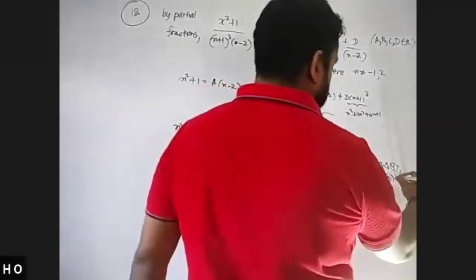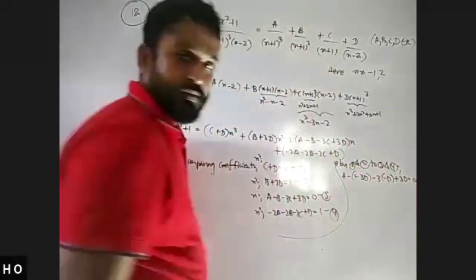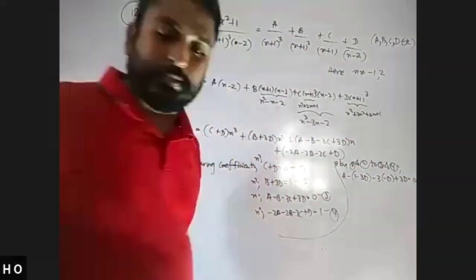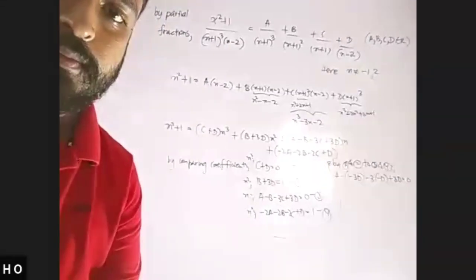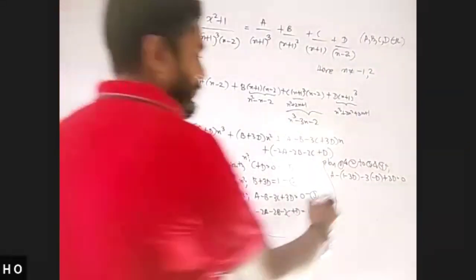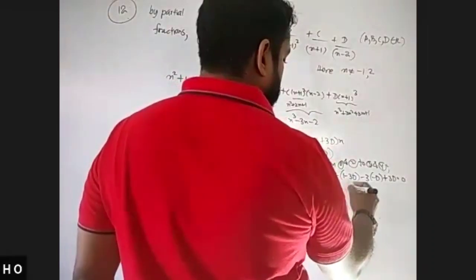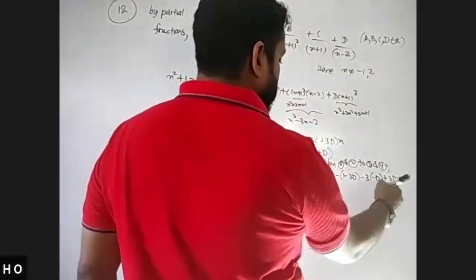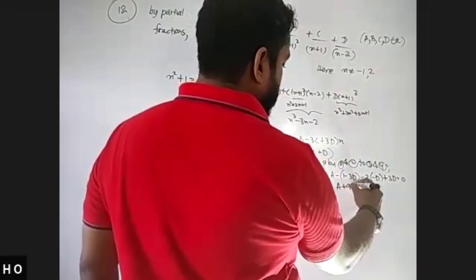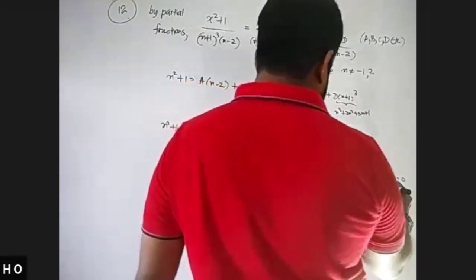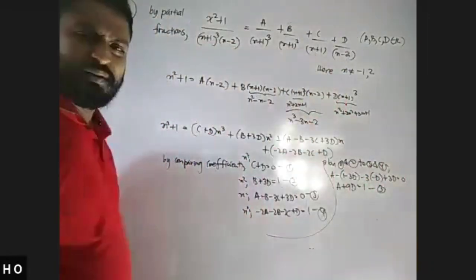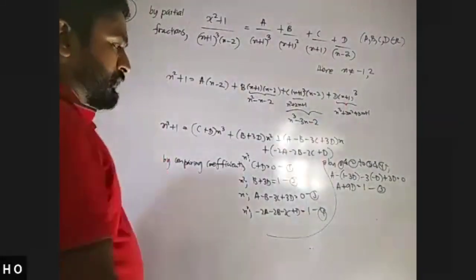Plus 3D, plus 3D, plus 3D, plus 9D; A plus 9D equals 1. So 3 is updated. You don't need to name it in another way.